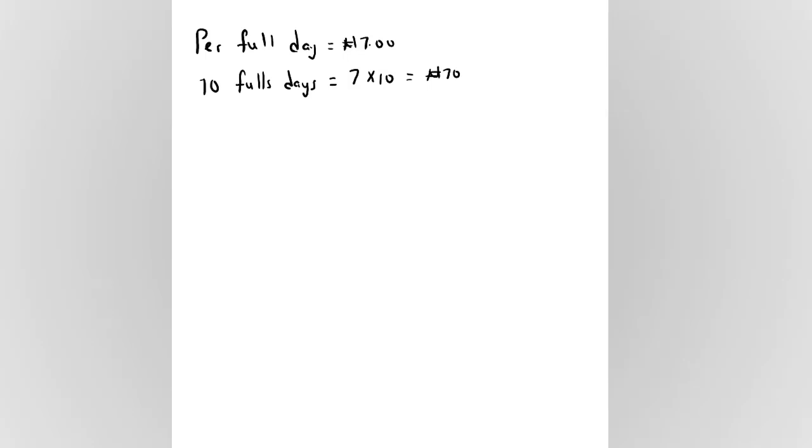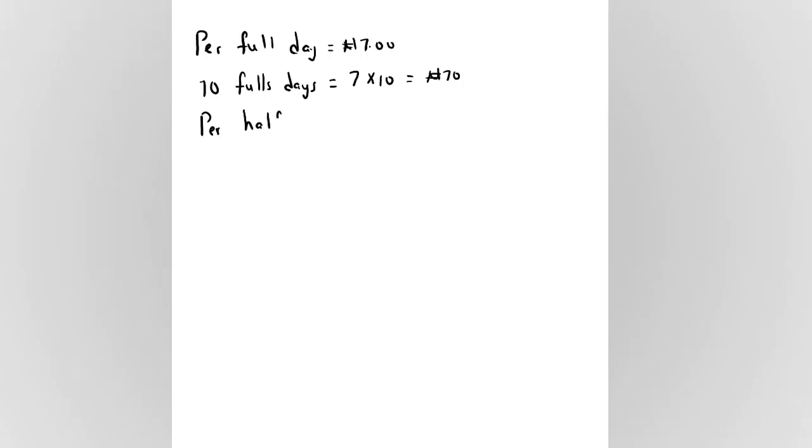And then also we have 10 half days. So what is the half of 7? Per half day is equal to 7 over 2, which is 3.5. It's the same thing as saying 3 naira 50 kobo. So he's paid 3 naira 50 kobo for a half day.